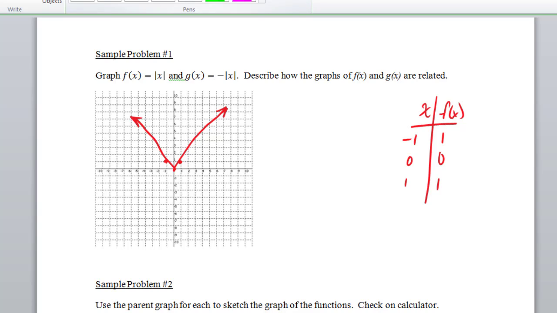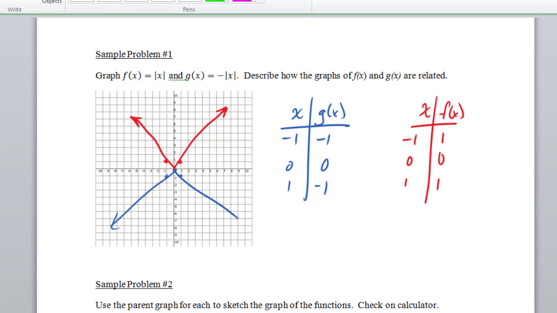But if we did the reverse effect of this, so if I did x and g of x, we're going to see that -1, 0, and 1 is going to give us the opposite effect, because after we take the positive value from the absolute value function, we're going to negate whatever comes out. And so that's going to give us -1, 0, and -1 for our y values. And so we're going to still be at 0, 0, but this time the V of the absolute value has been reflected across the x-axis.